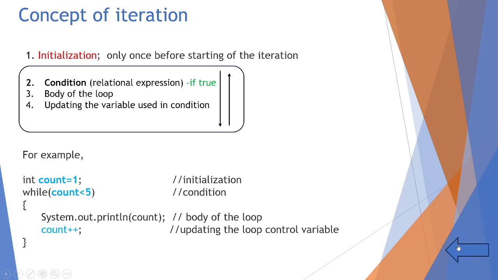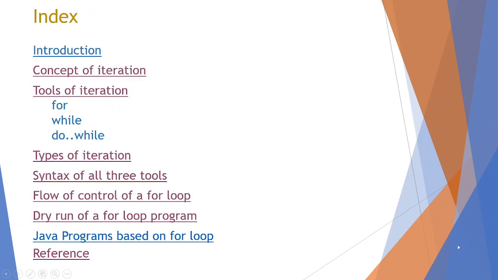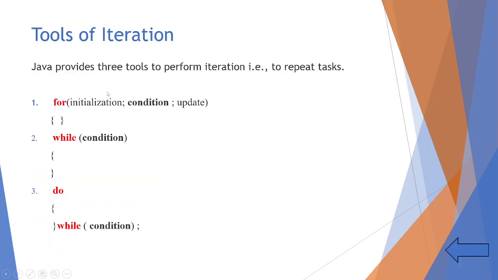This is the concept of iteration. Now, the tools of iteration: for, while, and do while. There are 3 tools to repeat tasks. First one is for, second one is while, third one is do while. We'll see the syntax separately, but see the condition.